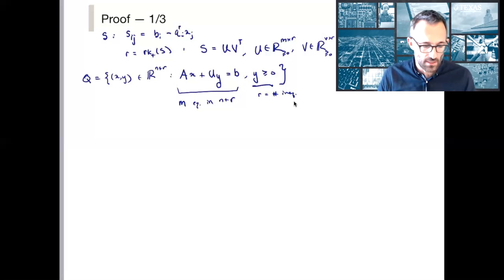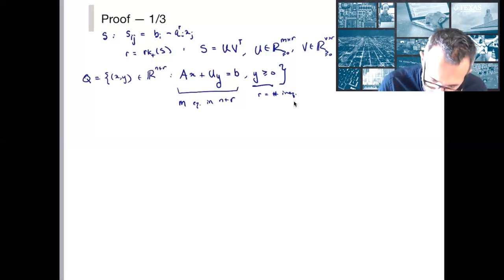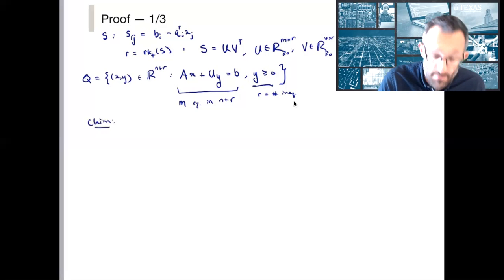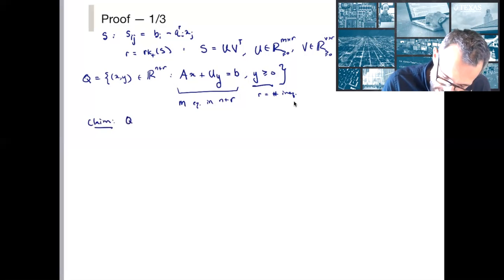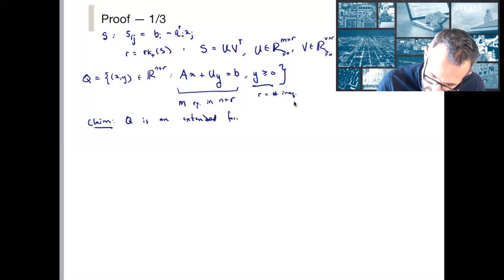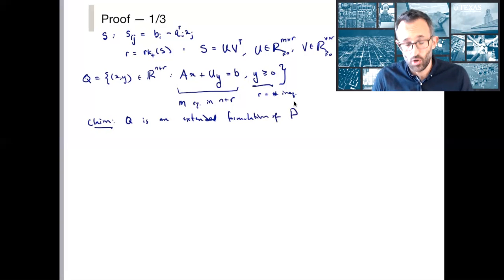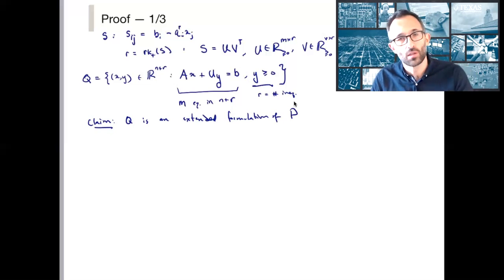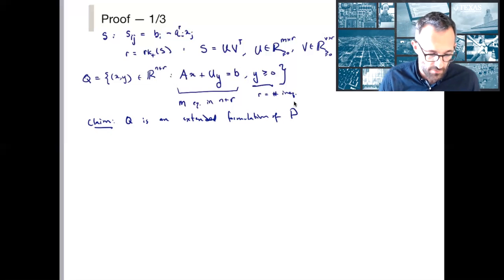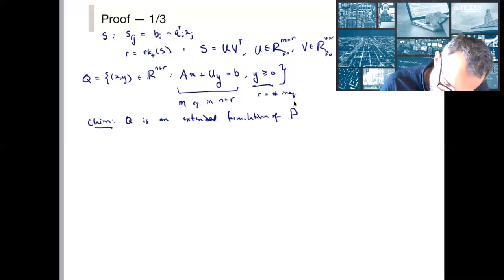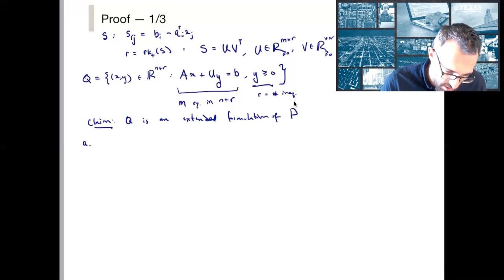Okay, so let's show this. Basically, what we're claiming is that this is an extended formulation of P. So first of all, I need to show that for any element of P, there exists a y so that (x, y) is in Q. And I'm just going to do that for all of the extreme points, and that will certainly be enough since Q is convex. So we'll show this again in two parts.